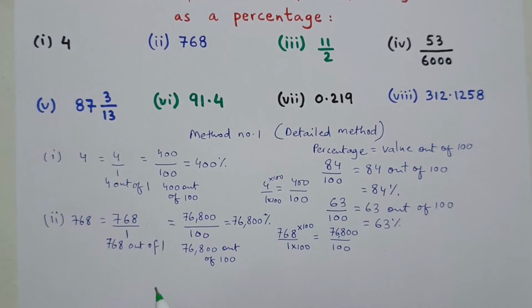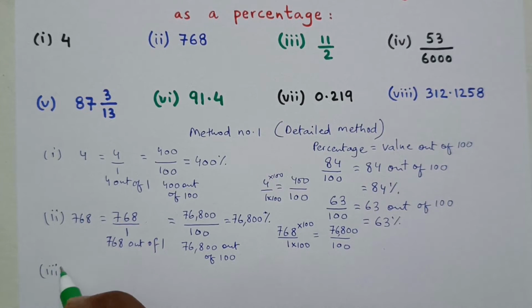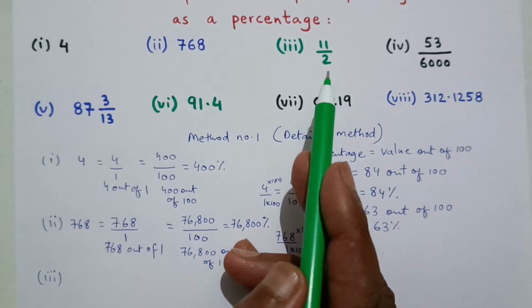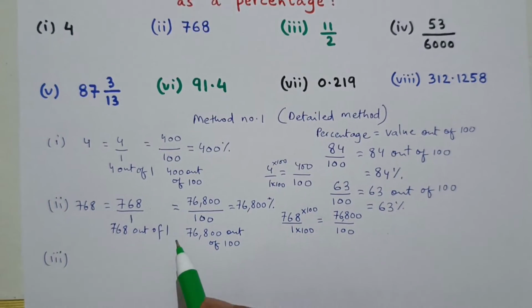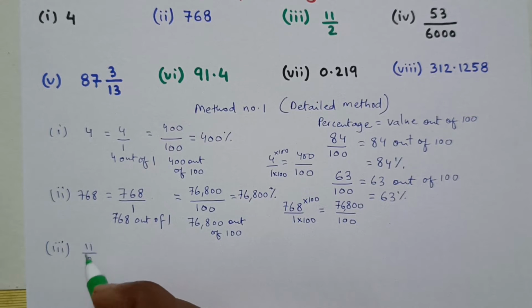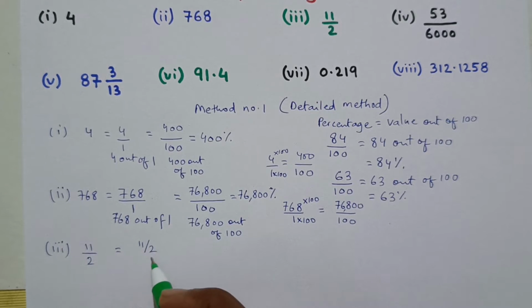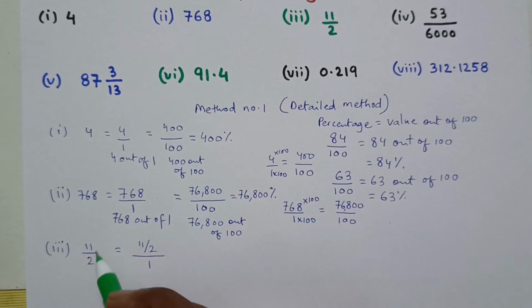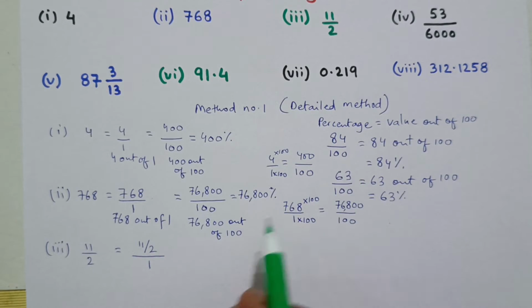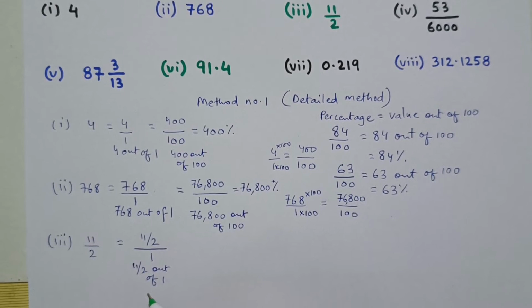Now let us go to question number 3. 11 by 2, we have to express 11 by 2 as a percentage. Now 11 by 2, I can write as 11 by 2 upon 1. And as per this analogy, I can say that it is 11 by 2 out of 1.